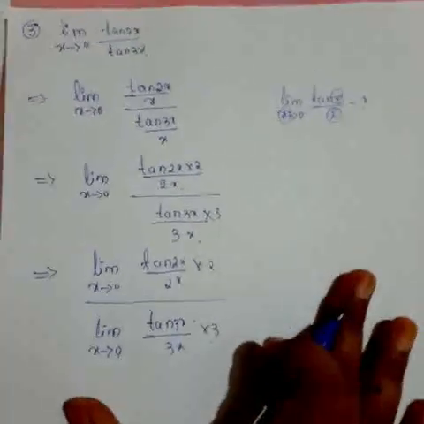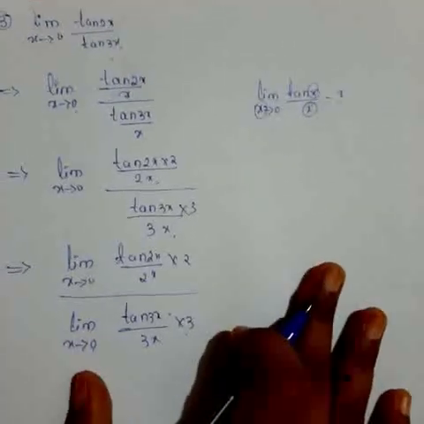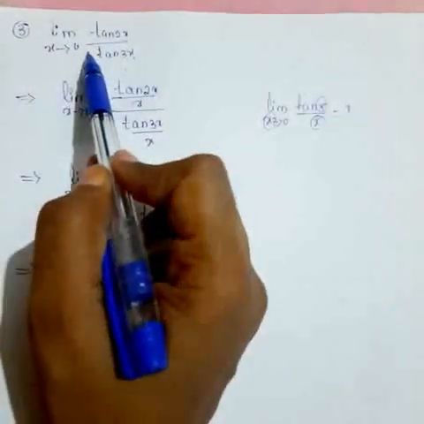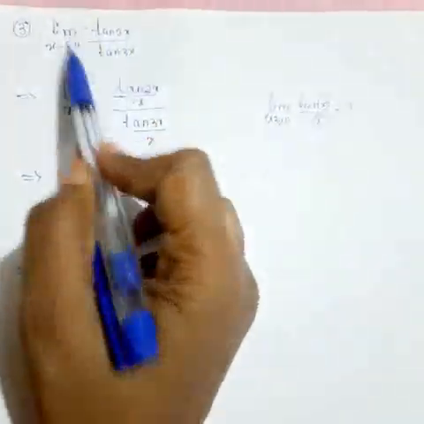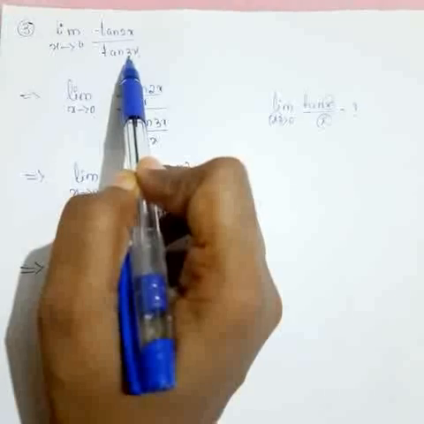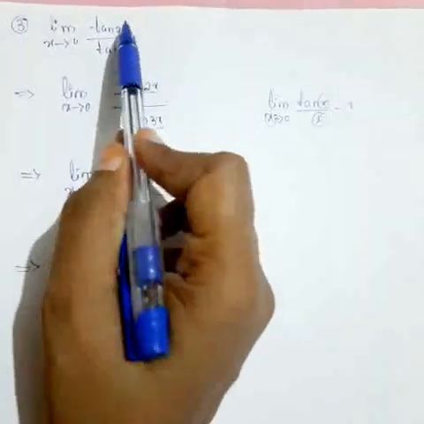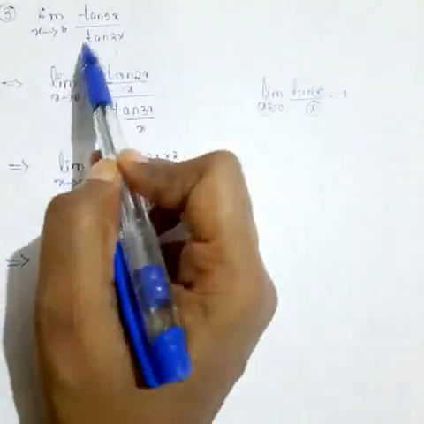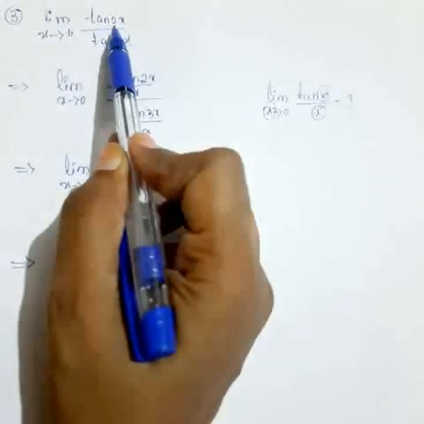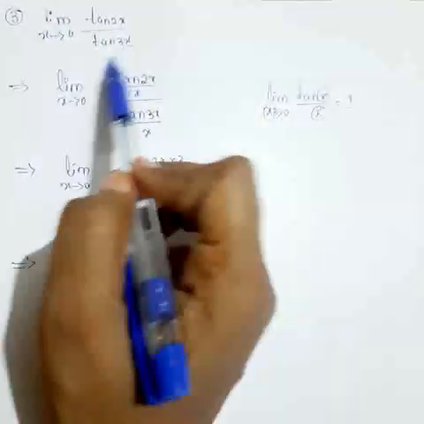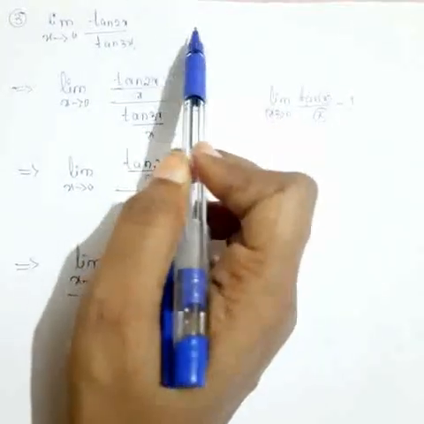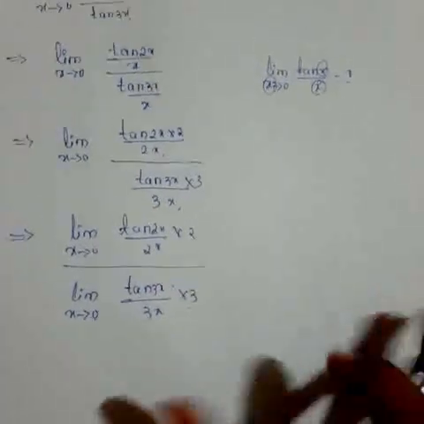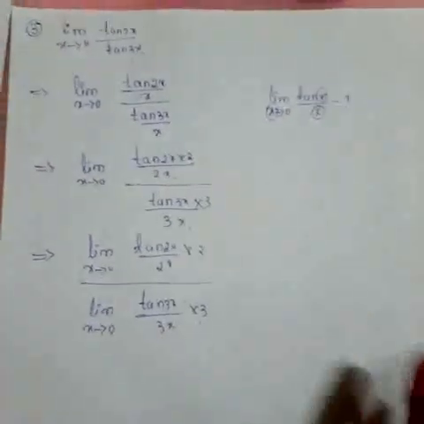In your CET exam, do it directly. Whenever you have tan 2x over tan 3x with x tending to 0, directly write the coefficients, and the answer is 2 by 3. If you have this type of example in your CET exam or any other competitive exam, directly write the coefficients. This coefficient is 2, this coefficient is 3, so the answer is 2 by 3. In your main board exam you have to write step by step answers.